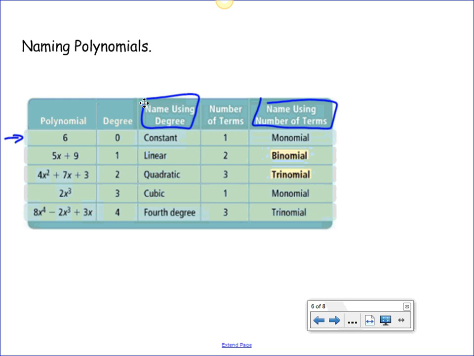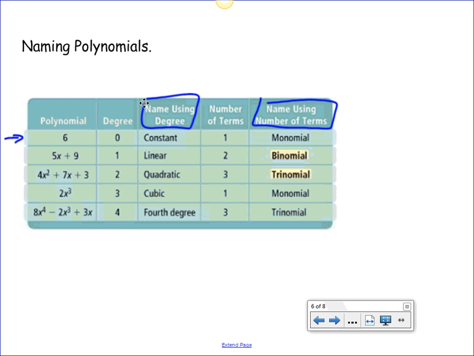So if we first look at this one right here, we've got a 6. It's degree 0. We consider it a constant. There is one term, so it's a monomial. Okay, next one, we've got a 5x plus 9. That's degree 1. And anything degree 1 we call a linear. Then the next one, let's just move down on this left-hand side. We got a 4x squared plus 7x plus 3. That's degree 2. Anything degree 2 we call a quadratic.